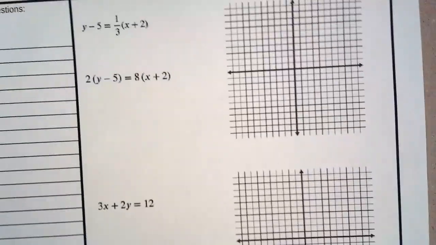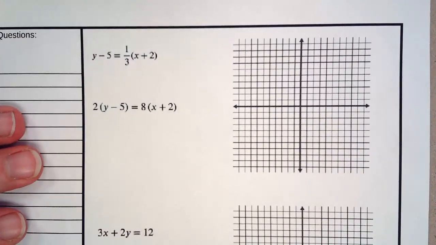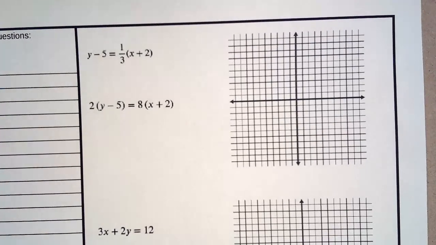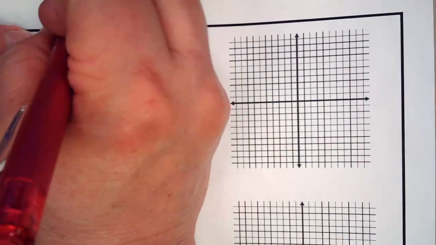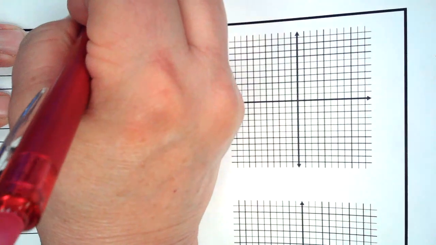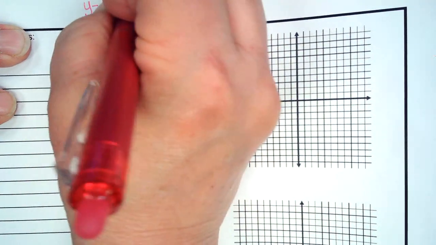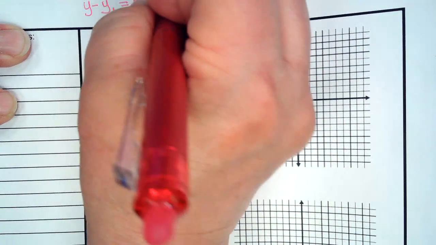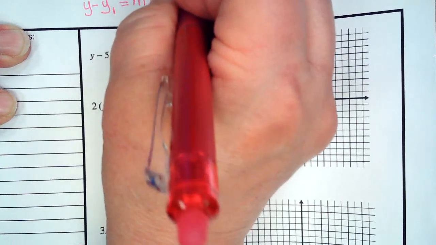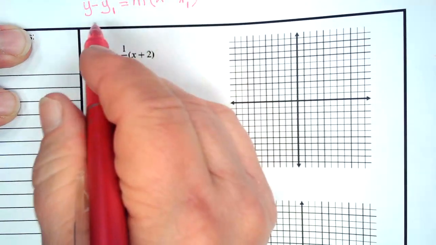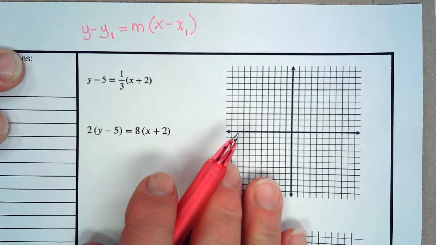Okay, the next two are in what we call the point slope form. The point slope form is y minus y sub 1 is equal to m times x minus x sub 1. X sub 1 and y sub 1 are a point on the line.